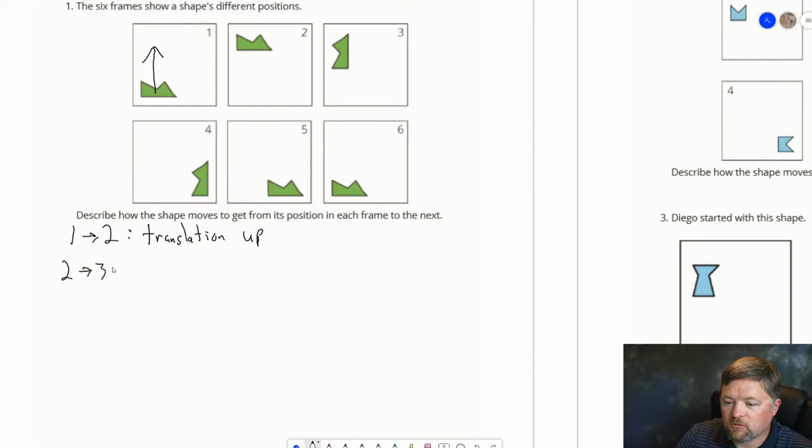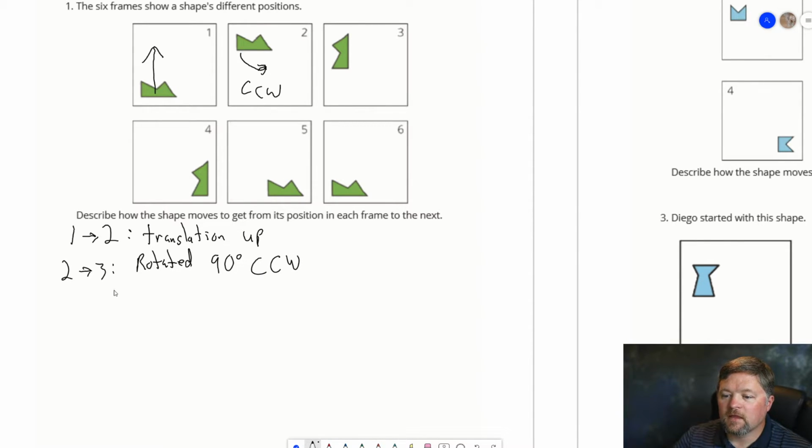How about from 2 to 3, what happened? From 2 to 3, this shape was rotated. How much was it rotated? I would say that was rotated 90 degrees. Which way was it rotated? That way. Think about the direction of a clock. That's the opposite of the way a clock spins, so that's counterclockwise. It was rotated 90 degrees counterclockwise.